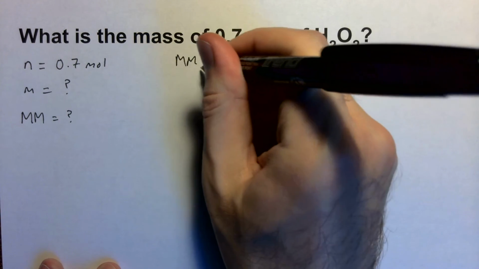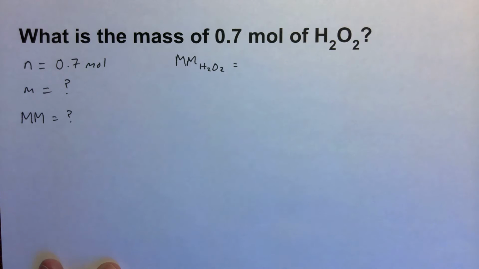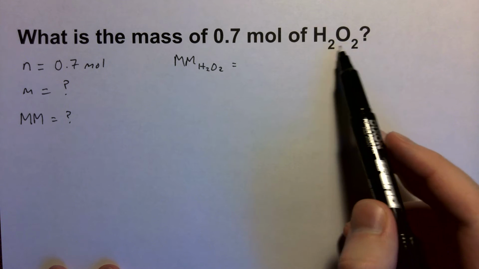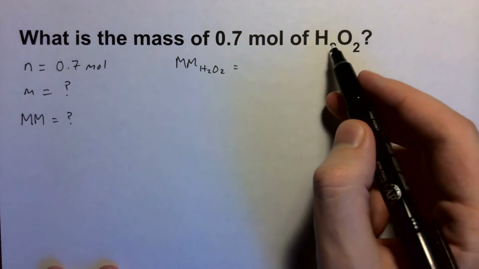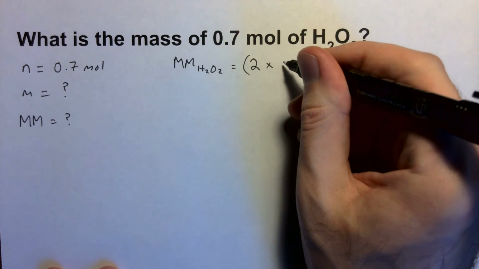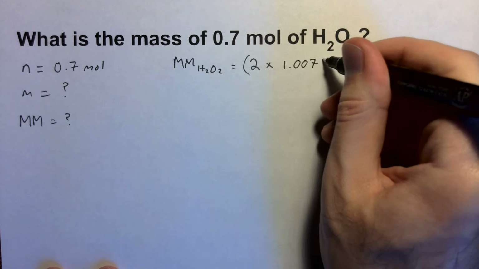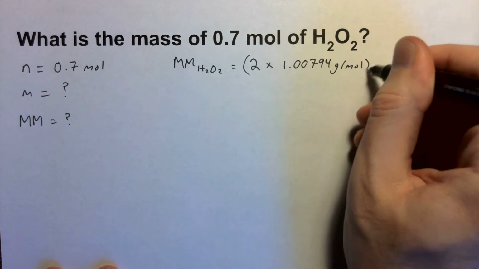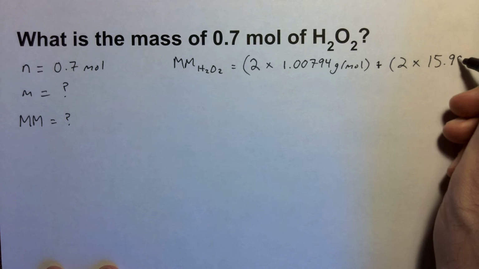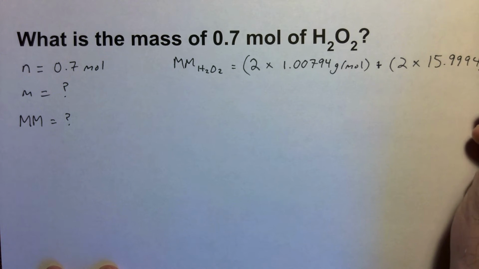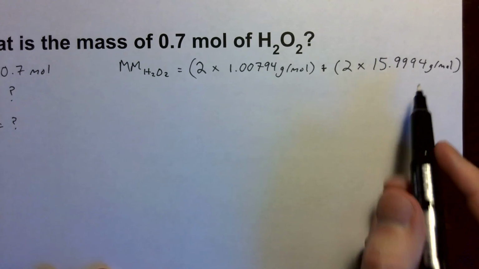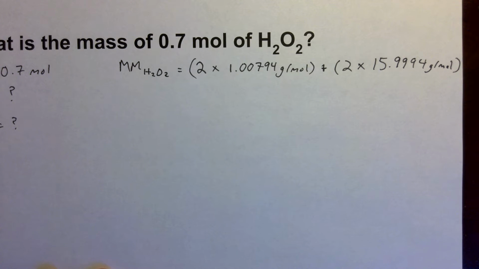So the molar mass of H2O2 equals the molar mass of each element on its own compared to how many of them there are in the compound. So there's 2 each of hydrogen and oxygen, so we can say that's 2 times the molar mass of hydrogen plus 2 times 15.9994 grams per mole. Remember, we always need to have units. Always need to have units in our formulas, in our solutions, for full marks. Units are very important.